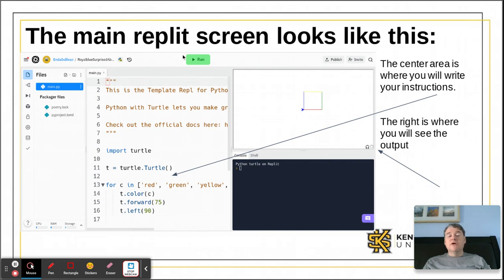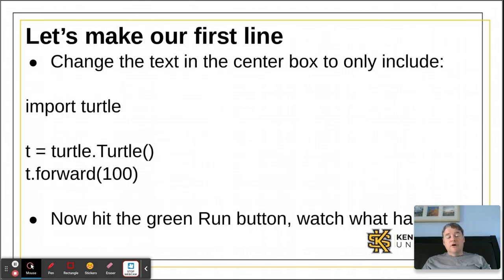The only other thing you care about is this run button, which is how you actually tell it to execute the algorithm that you gave it and see the output. So we're going to go back and we're going to make our first Replit. We're going to specifically tell it to draw a line. There are 3 lines of code that you need in order to draw a straight line. You need import turtle, t equals turtle.turtle(), t.forward(100).